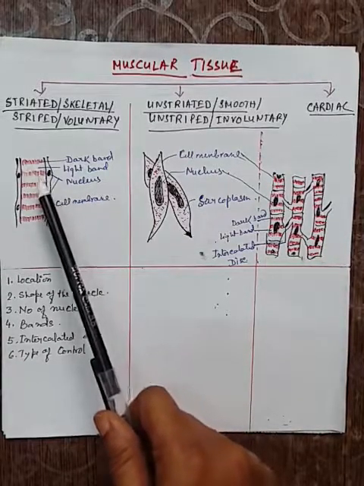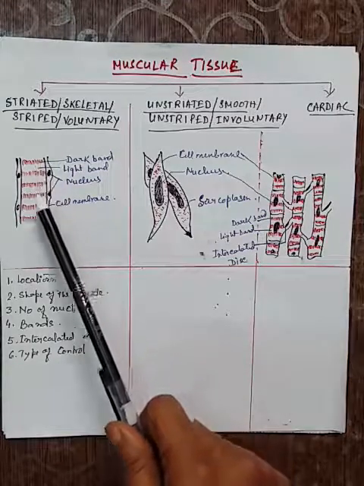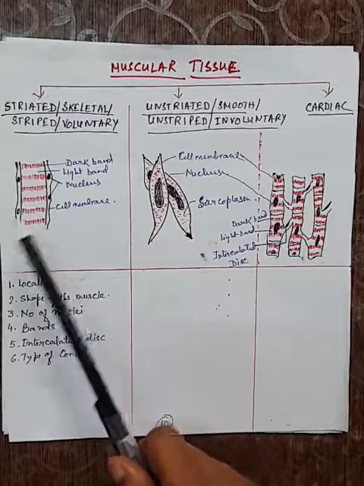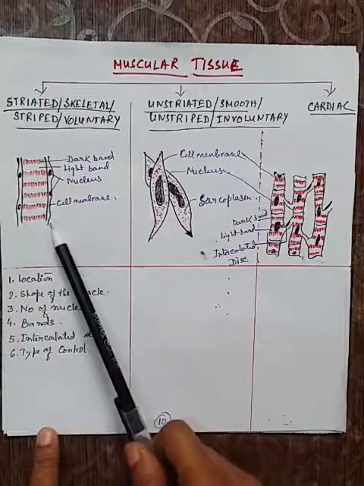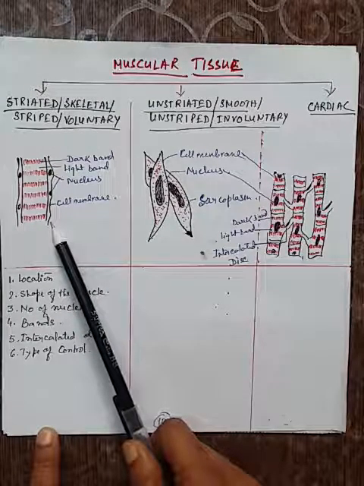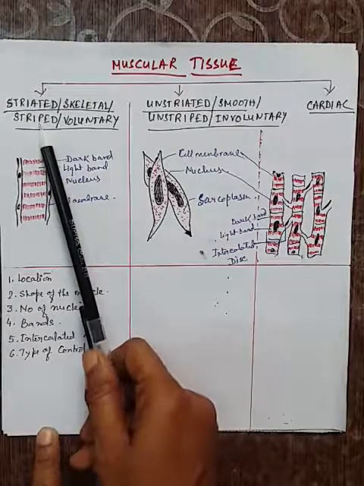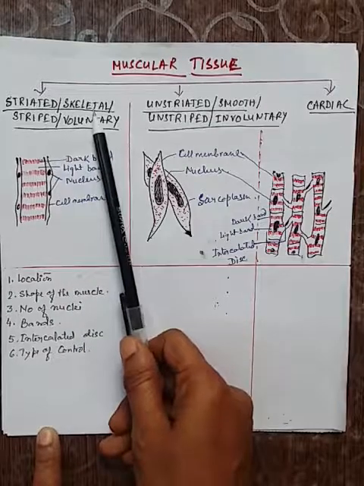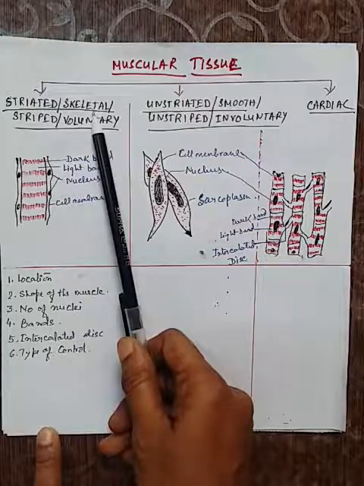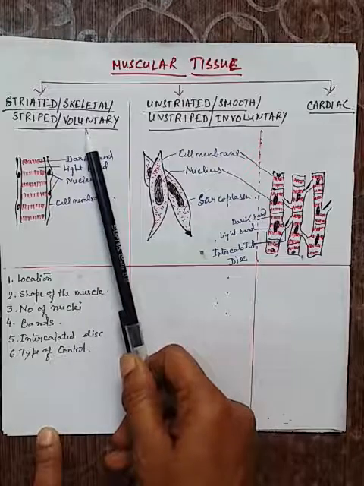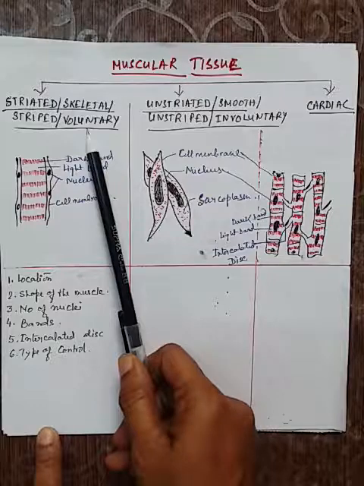The striated muscle tissue has dark and light bands. Alternate dark and light bands are visible in this diagram. So this is the diagram of a striated tissue. Because the striations are there, they are called striated or striped muscle. As they are attached with the skeleton of our body and help in locomotion and movement, they are called skeletal muscle. And because this muscle is controlled by our wish or will, they are called voluntary muscle.